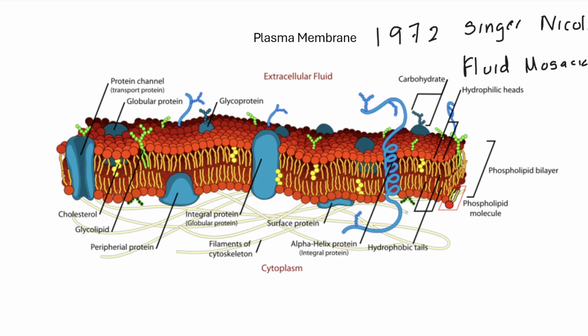Why they called it fluid mosaic model? Because the plasma membrane consists of proteins and lipids, so it has ability to move sideways like a liquid. So that's why they called it fluid. The mosaic. Why they called it mosaic? Because the plasma membrane consists of different kind of molecules like carbohydrate, proteins, lipids. That's why they called it mosaic.